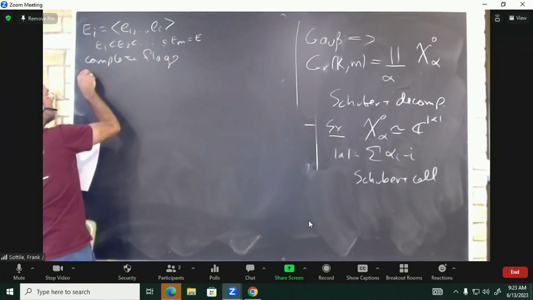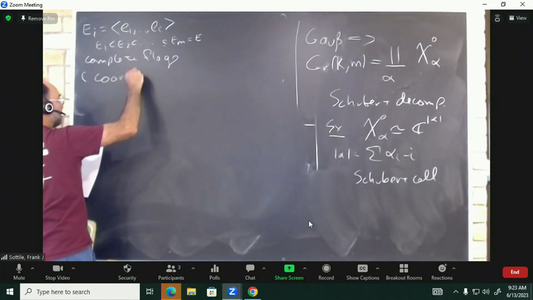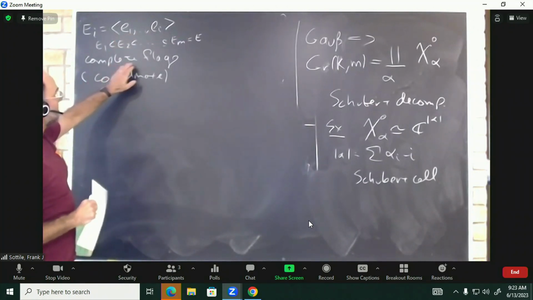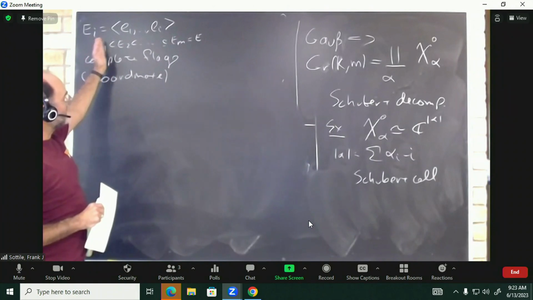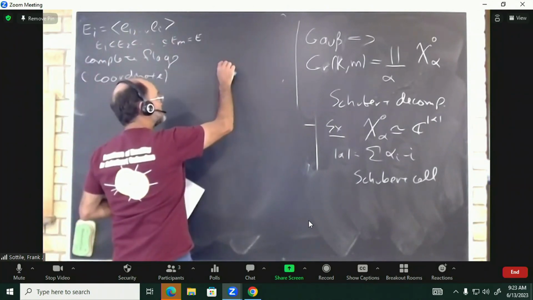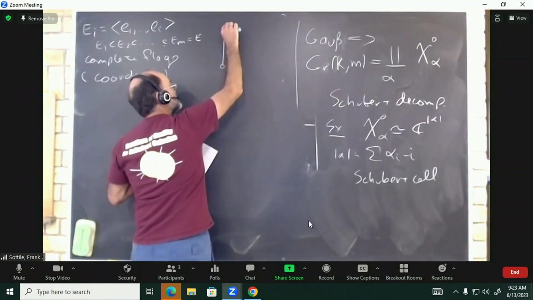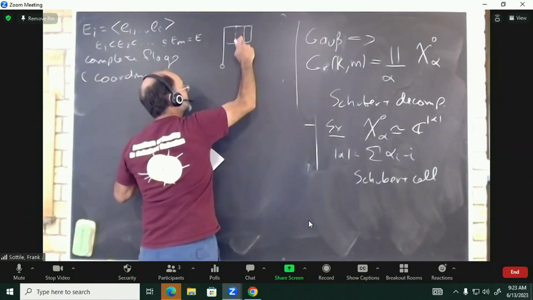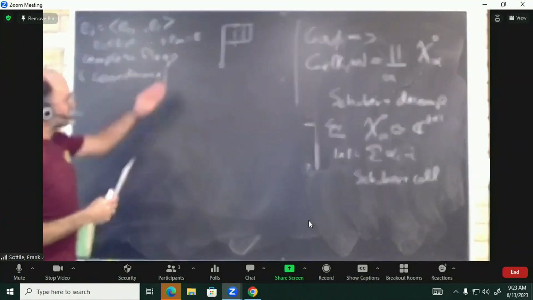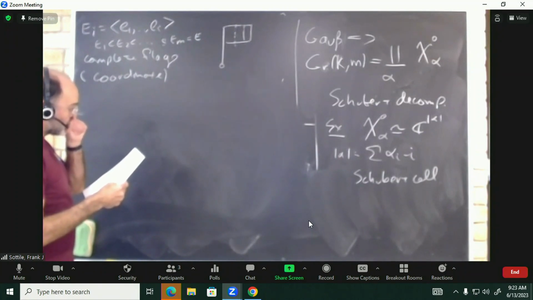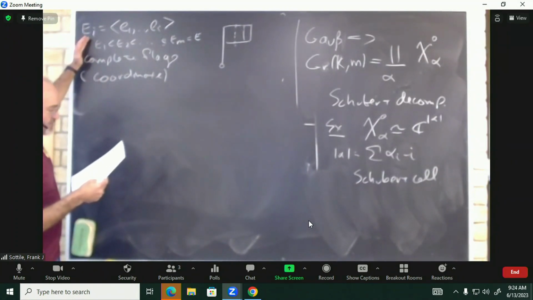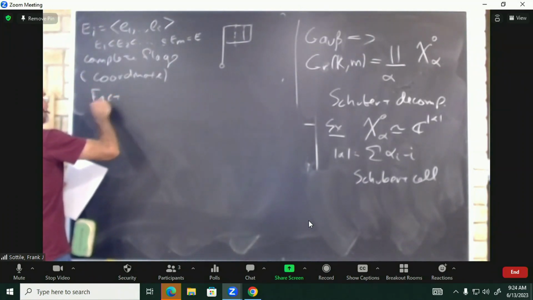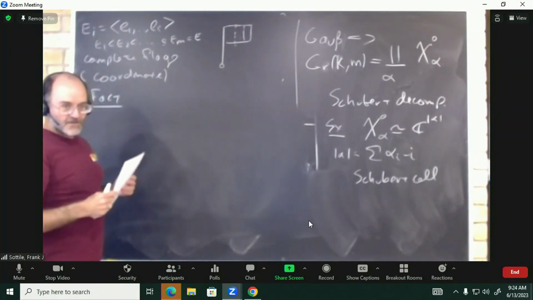In fact, this one in particular is called the coordinate flag, because it comes by just looking at the spans of the coordinates, and it's a complete flag in that it's a complete filtration of the vector space. It's called a flag because if you have a 0-dimensional space and a 1-dimensional space and a 2-dimensional space, well, you get a flag. That's really where it comes from. But this is the standard coordinate flag.